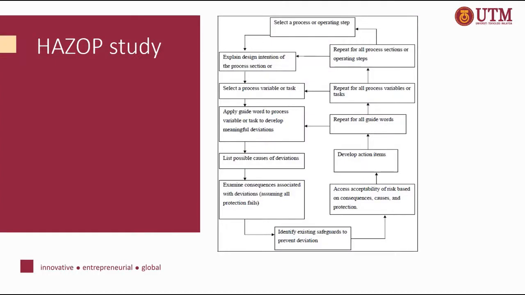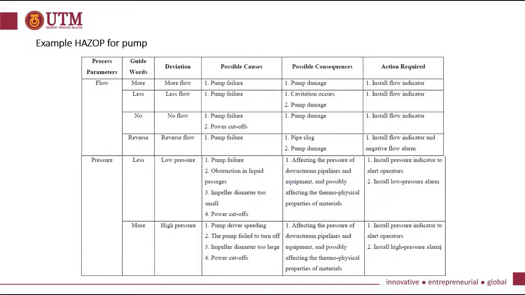Hazard study is purposely to reduce the hazard in the plant, where we need to identify the parameter, possible causes, possible consequences, and action required. So this is basically the rough idea to undergo hazard study in the plant.